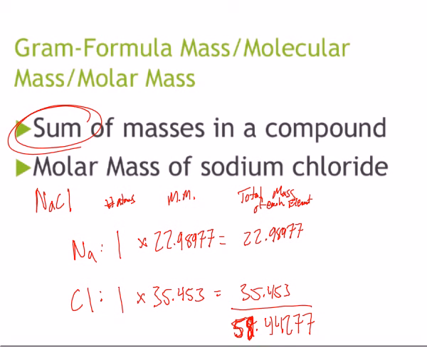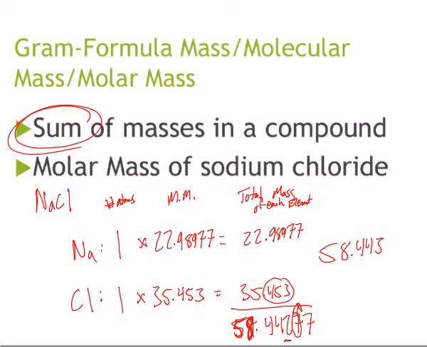Sig figs. How many sig figs will we round our molar mass to? What did we do here? Did we add or multiply? We added, so we go by the least amount of decimals. Right here, it's 3, so we're going to round it to 3 decimal places. All right, this rounds up. So our actual mass we're going to say is 58.443.